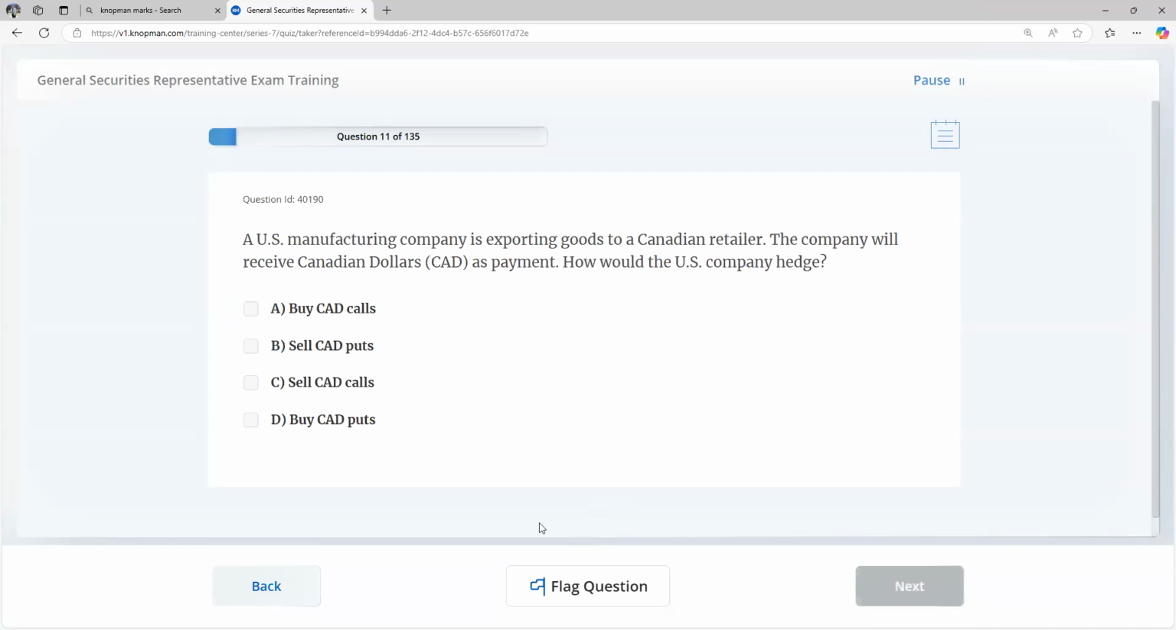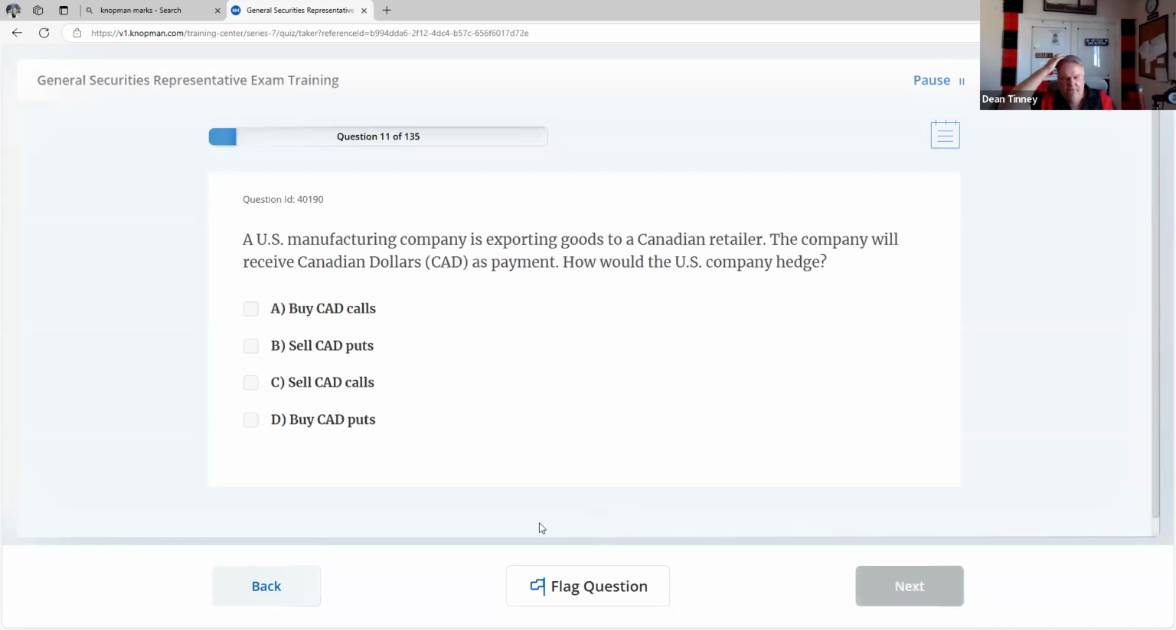Exporter, and U.S. They're exporting goods to Canada. The company will receive Canadian dollars, known as loonies. How would the U.S. company hedge?